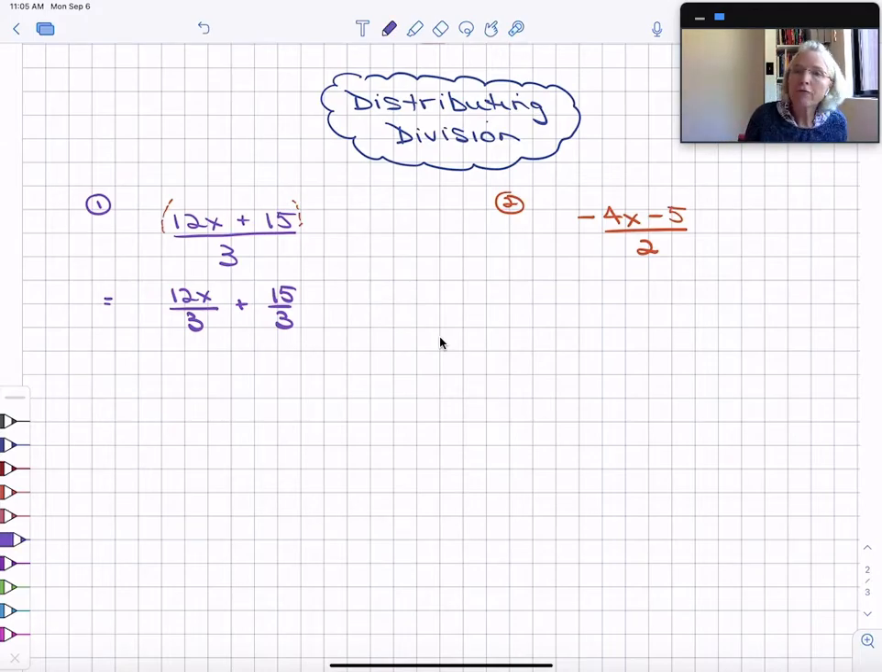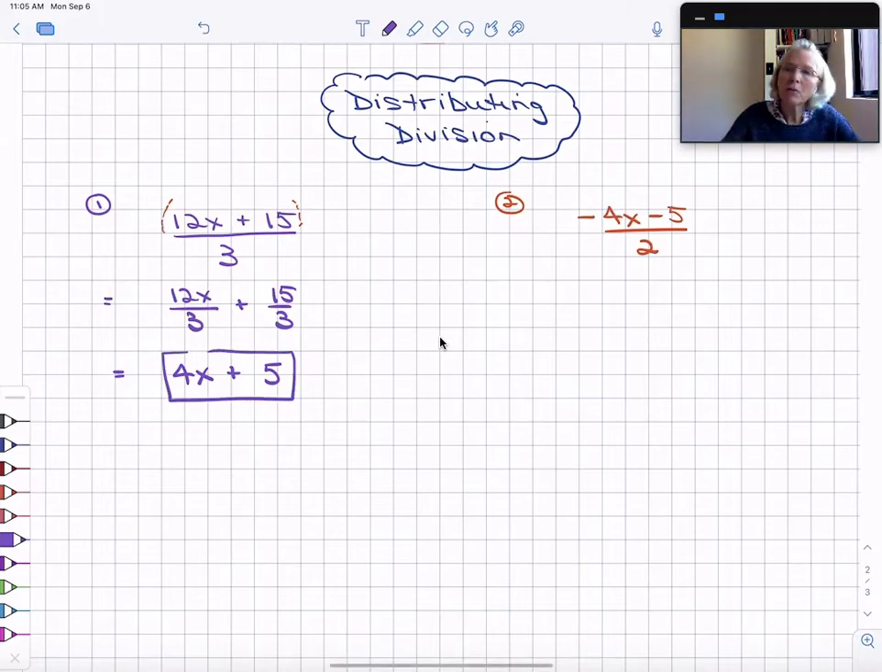The last step is whenever we have fractions, let's try to simplify them. I know that 12 and 3 have the common factor of 3, so I can divide that out, and I'm left with 4x. Next, 5 and 3 have a common factor of 3, so I can do that division, and I get 5. So that expression, once you distribute the division, simplifies to 4x plus 5. Let's try the next one.